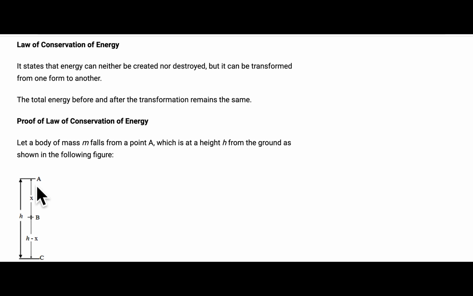So we are going to discuss the sum of energy, kinetic and potential energy, at point A, and we will find out the sum of potential energy and kinetic energy at point B and at point C, and we will see that at all these 3 points the sum of energy remains the same or constant. That is the proof of this law.